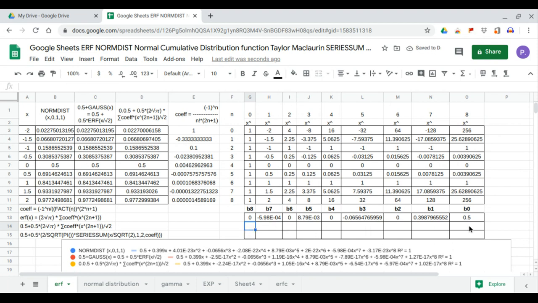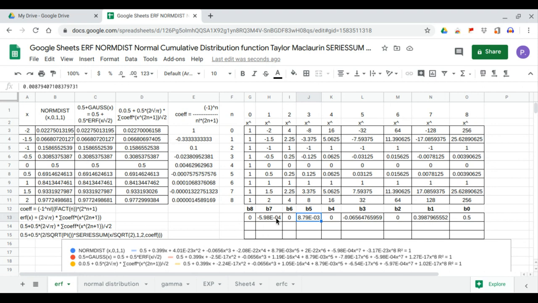So our values for B0 is 0.5, B1 is 0.399, B2 is 0 because this is 4 times 10 to the minus 23. That's already 0. B3 is negative 0.065. B4 is 2.08 times 10 to the minus 22. That's very small, so it's already 0. And B5 is 8.79 times 10 to the minus 3.